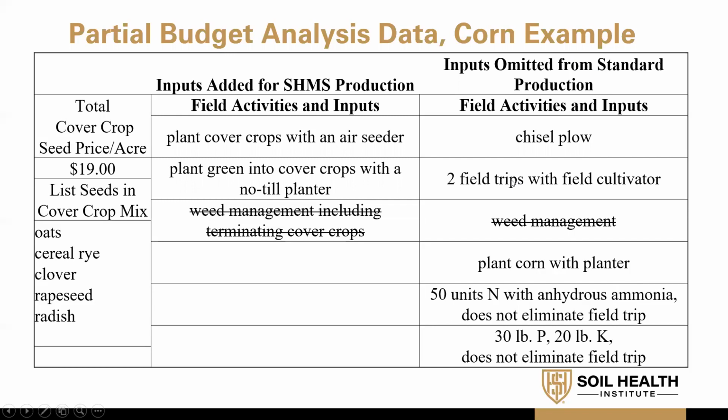When abandoning and reducing these activities, the farm began the no-till production and used these cover crop seeds. This was the cost per acre, $19 per acre for the seed. The cover crops were planted with an air seeder. And this farm example planted green, in other words, planting into the living cover crops with a no-till planter. The weed management, herbicide applications in these systems were the same. There was no change.